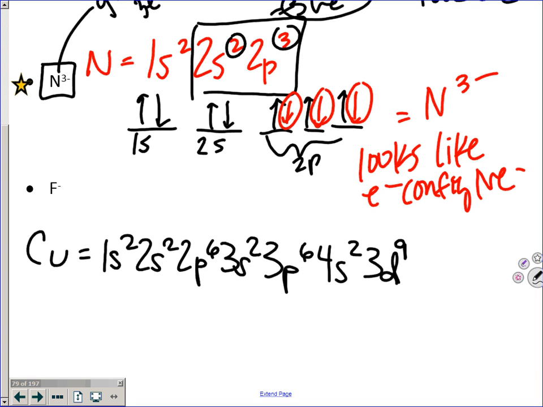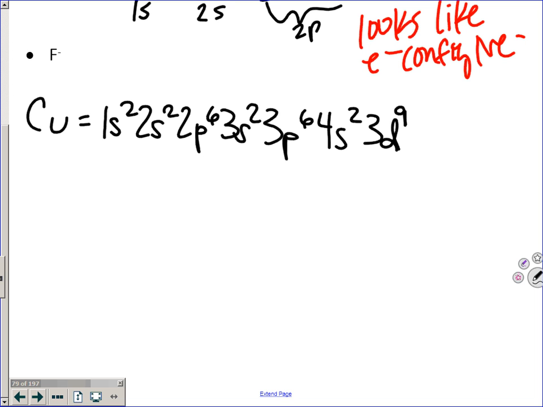All right, Evan, what'd you get? 1s2, 2s2, 2p6, 3s2, 3p6, 4s2, 3d9. Awesome. Give me a thumbs up if you made it that far. You remember when you hit D block, you do 1 subtracted from the original electron energy level.